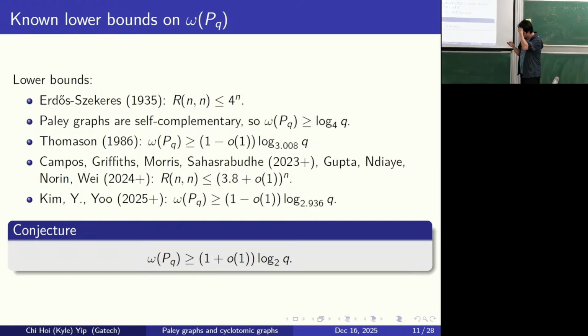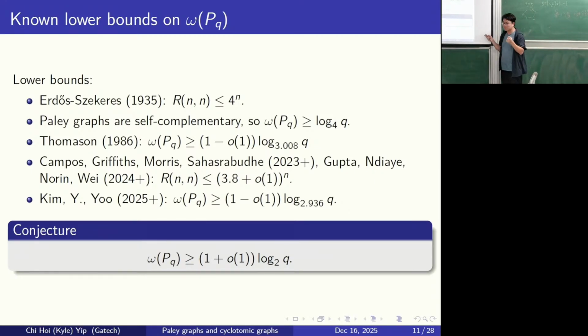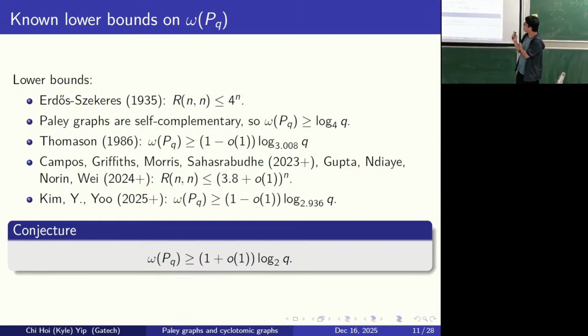So first I want to mention some lower bounds. I think Sally gave a talk on this a few months ago, so I won't talk too much about this. First, this has some connection with Ramsey numbers and random graphs.